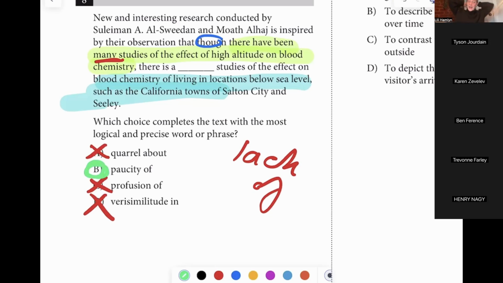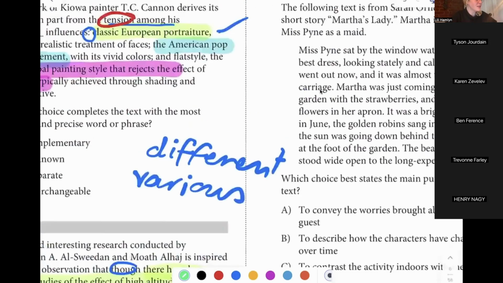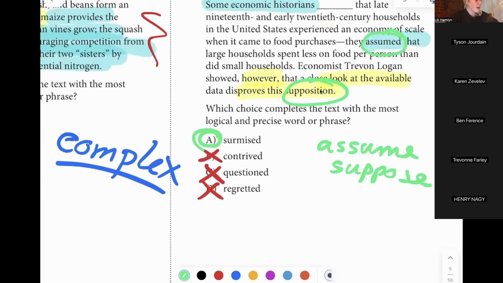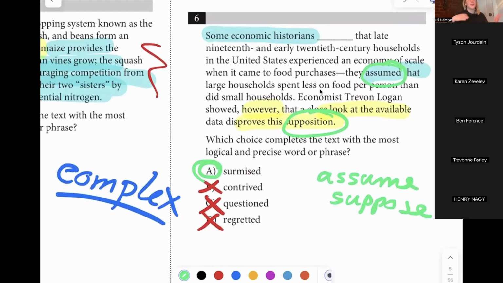All right, fantastic. Any questions before we finish today? Great, thank you so much for your answer. What was number 6 again? The answer for 6 was A, surmised, which means to make an assumption about something without the evidence, because we've been told that they assumed it and that it was a supposition. All right, perfect. No, you're so welcome.